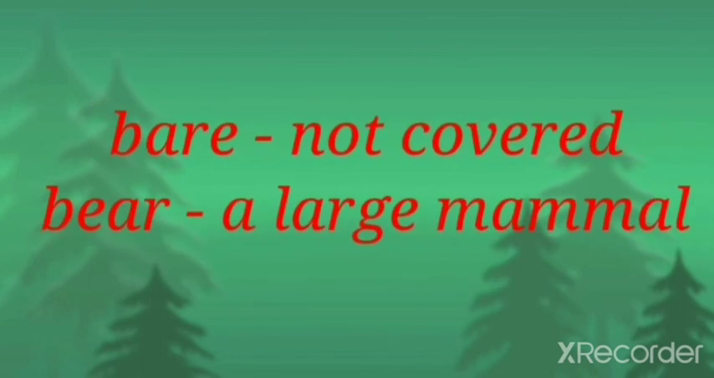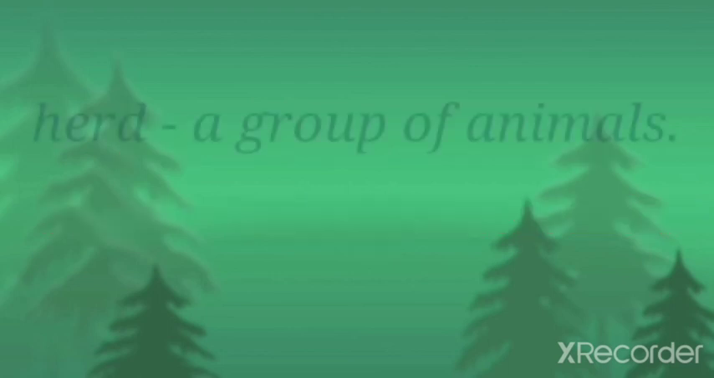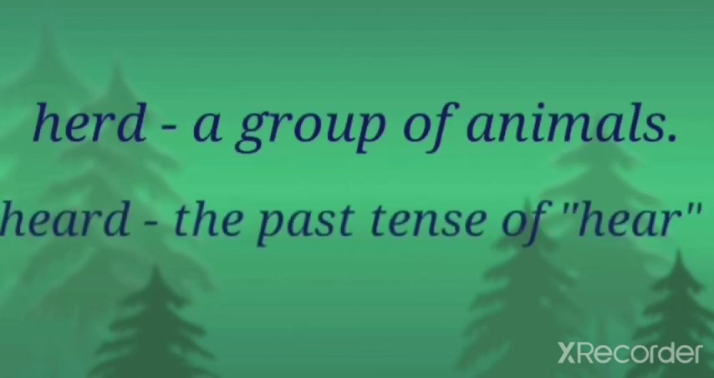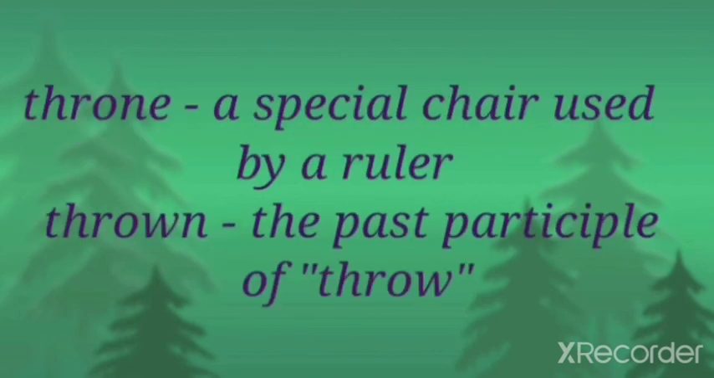The next homophone, bare. Bare is an adjective which means not covered. Next, bear is a large mammal. Herd is a group of animals. Heard is the past tense of hear. The next pair of homophones is throne. Throne is a special chair used by a ruler. Thrown is the past participle of throw.